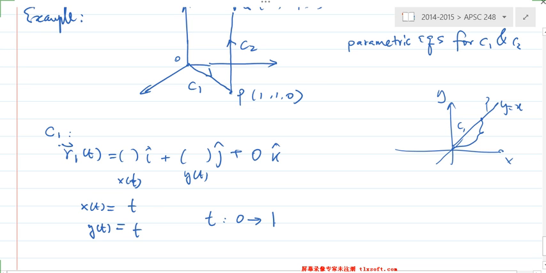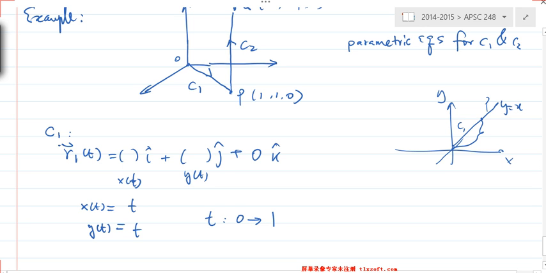Does that make sense? You have to verify. Always verify, because if you're not sure, how do I verify? Verification means, does this parametric equation describe the trajectory C1? Which means at t equal to 0, is it going to be at the origin? At t equal to 1, is it going to be at the point P? That's how you do the verification.